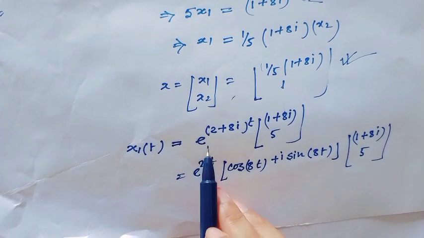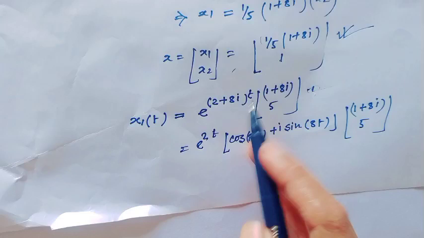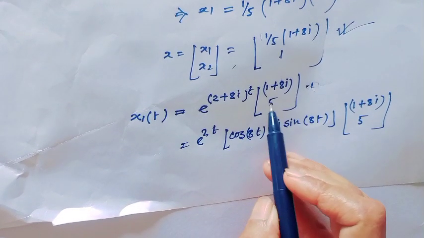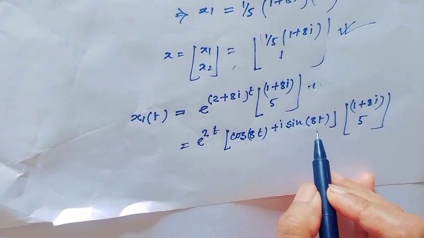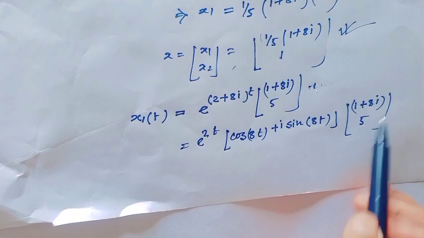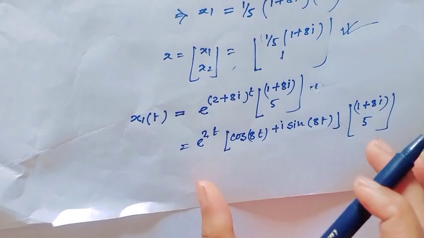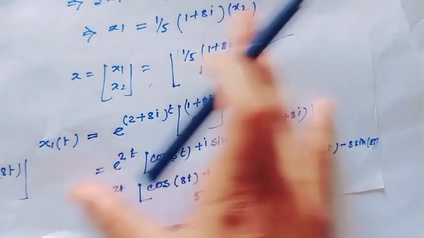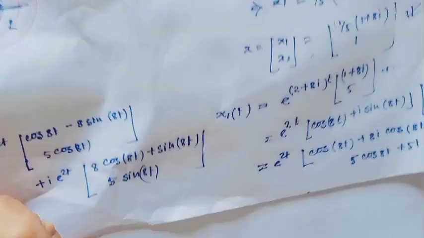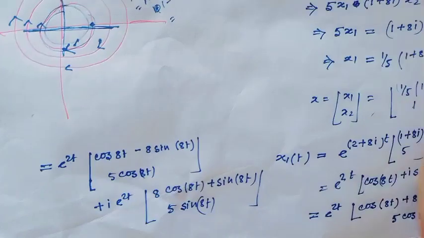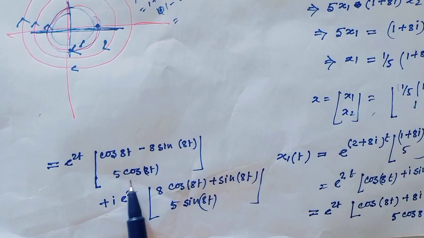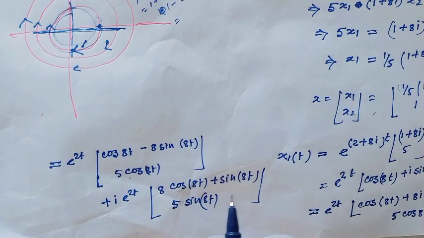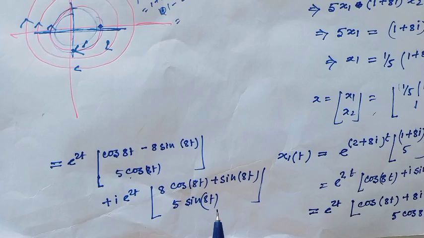Then the solution would be of this type. Just break it: this is e to the power 2t, and e to the power 8it means cos 8t plus i sin 8t. Here the eigenvector is 1 plus 8i, 5. Now calculate it yourself. Separate the real part and the imaginary part. This would be e to the power 2t (cos 8t minus 8 sin 8t, 5 cos 8t) plus i e to the power 2t (8 cos 8t plus sin 8t, 5 sin 8t).